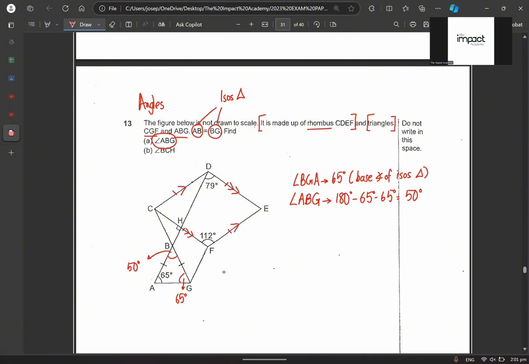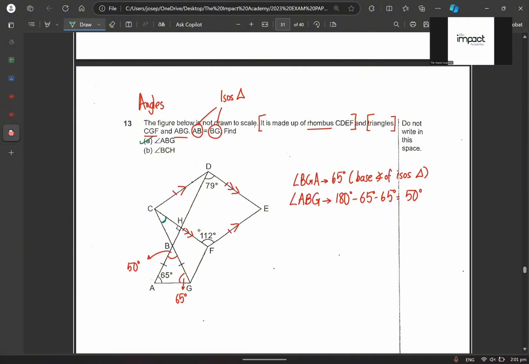Once that part is done, we're going to move on to the second sentence. I'm just going to use green for the next one. For the next one, they want us to find BCH. Where's BCH? B to C to H. So BCH is actually this small little part over here.